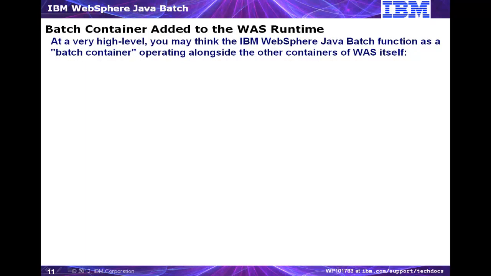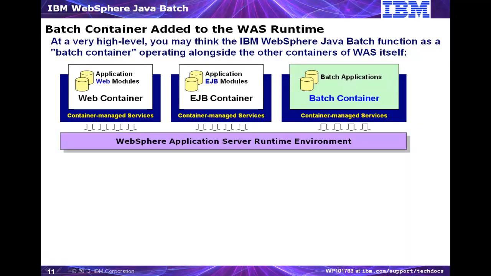In the first part of this video series, we introduced the concept of batch processing supported by a container within the WebSphere Application Server runtime. The benefit of a Java Batch container model is it allows the batch program to focus on the business logic while the container provides the essential batch functions and services. Let's take a closer look at what some of those functions and services are.